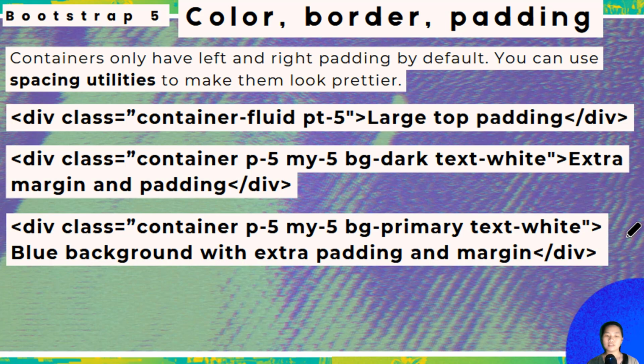Moving on to the last part, color, border, and padding. Containers only have left and right padding by default. You can use spacing utilities to make them look prettier.